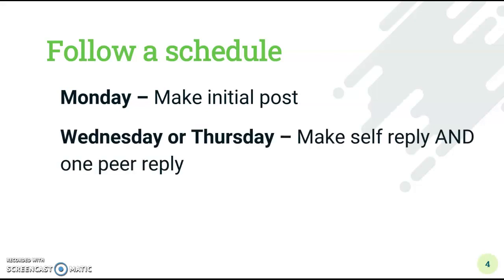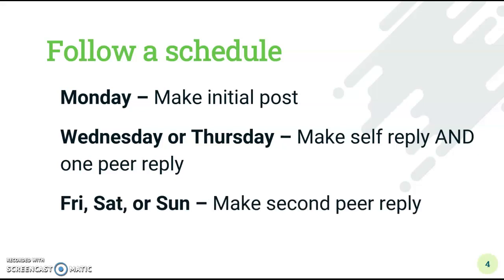Then on Wednesday or Thursday, depending on when you have finished up reading and the videos, come back and make both your self-reply, which does need to be far more detailed, and then one of your peer replies. That way, Friday, Saturday, or Sunday, you can come back and make that second peer reply, and 24 hours should have passed between the first peer reply. Now, this schedule might not work for you in your life, but come up with a schedule that you try to consistently follow that will allow you to meet those timeliness requirements.